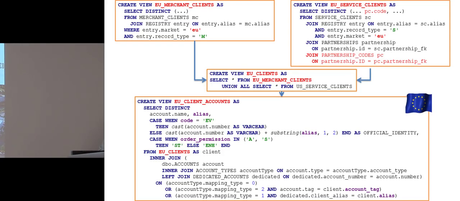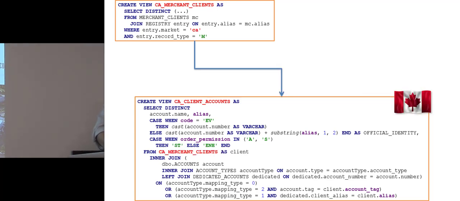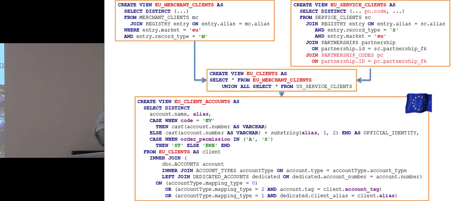Okay, fine. Here's how we do it for EU. There we go. We join up all of our views there. And of course, we need to create all of these new views. And now we've copied all of our code. All right. Well, there's Canada. Notice that for EU, we have this thing called partnership codes highlighted in red. We join that up and return the partnership code up there.